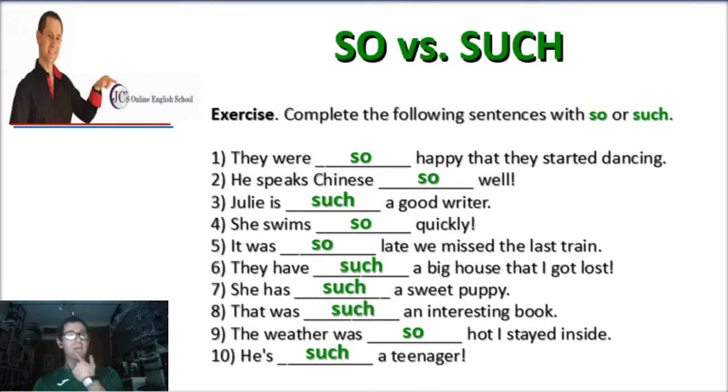So let me read them again really fast. Number 1, they were so happy that they started dancing. Number 2, he speaks Chinese so well. Number 3, Julie is such a good writer. Number 4, she swims so quickly. Number 5, it was so late we missed the last train. Number 6, they have such a big house that I got lost. Number 7, she has such a sweet puppy. Number 8, that was such an interesting book. Number 9, the weather was so hot I stayed inside. And number 10, he's such a teenager.